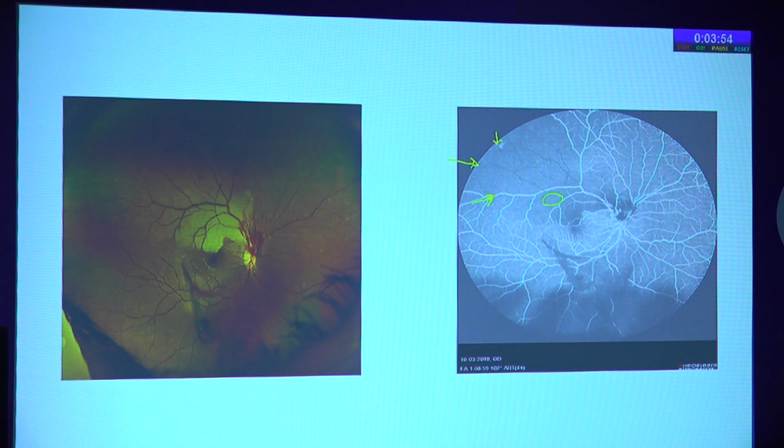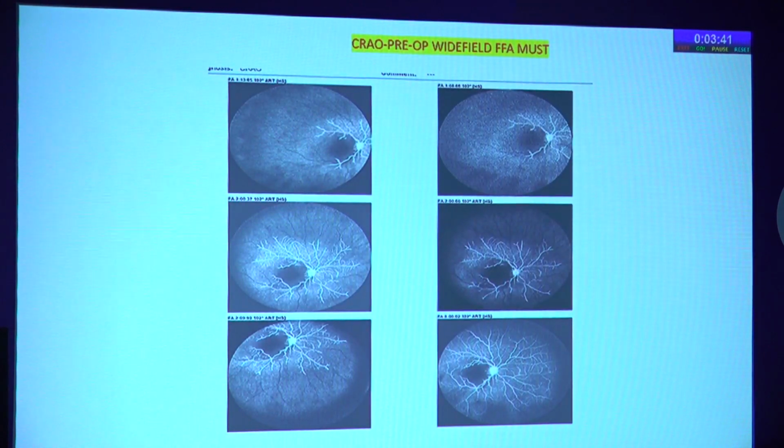Then another hypertension case with branch retinal artery occlusion. You can see this, and on angiography you will know how much is the extent of this ischemia. And this angiography is nowadays very important. I have done almost 6-7 cases of CRAO where vitrectomy was done. 2 were successful, 4 were not successful.